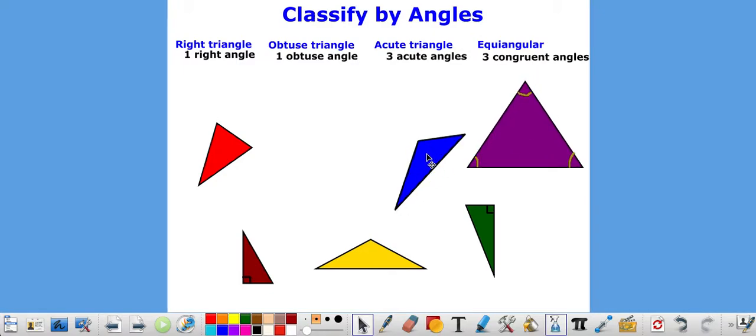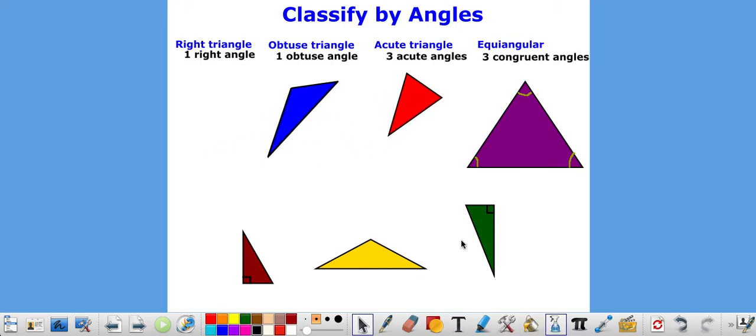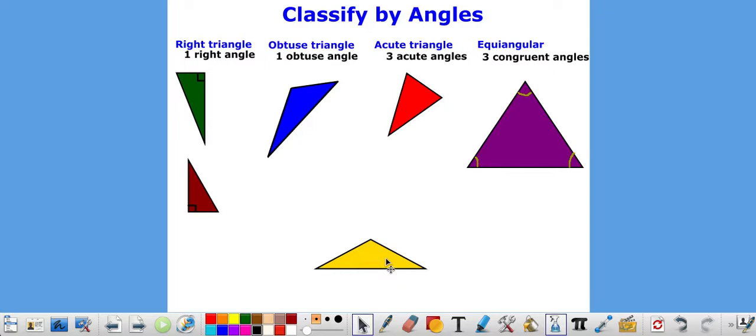This blue triangle would be obtuse. This is an acute angle, that's an acute angle, but this angle up here is obtuse, so you only need 1 of those. This red one looks acute, all the angles are acute. This green one, you can see the little 90-degree mark, it's marked in, so that's right. Same with the brown. And then this one here, that's clearly an obtuse angle, so the yellow one's obtuse too.